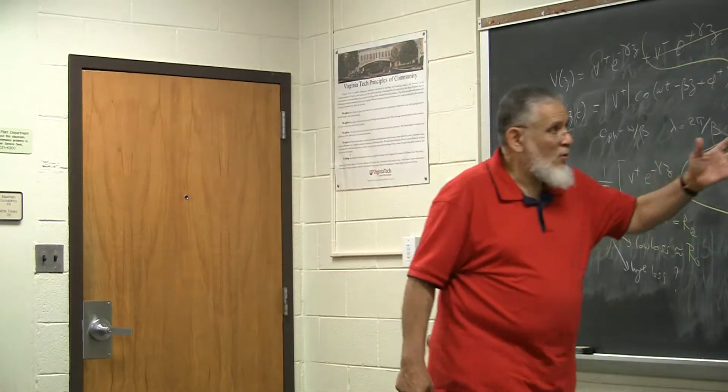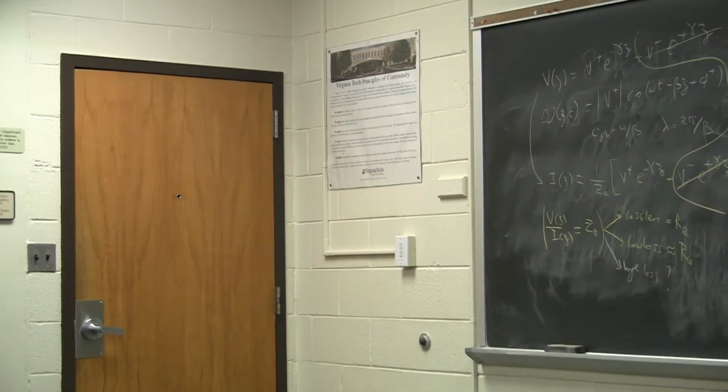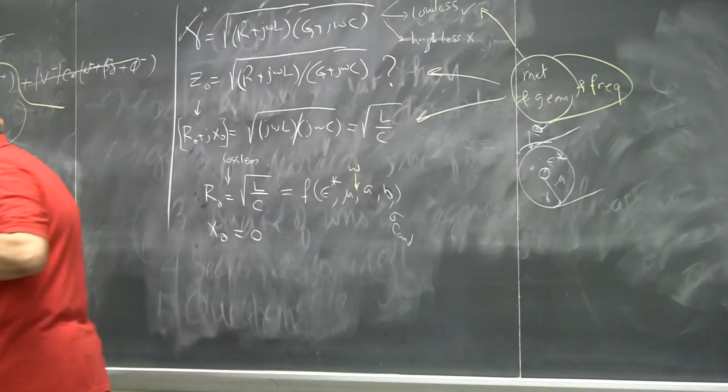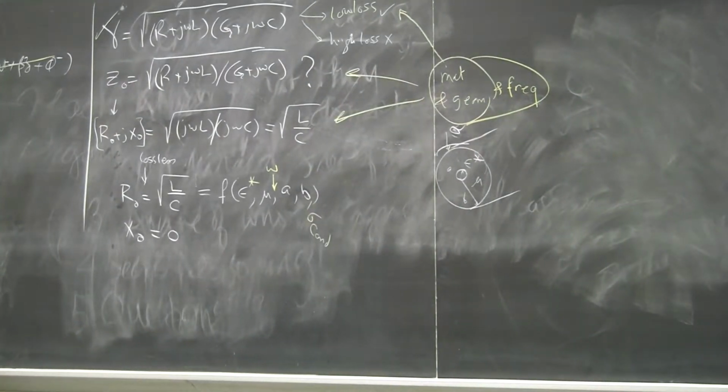So that's a characteristic number. It tells us about the shape and the material and all that besides. And it's basically the ratio between V and I.